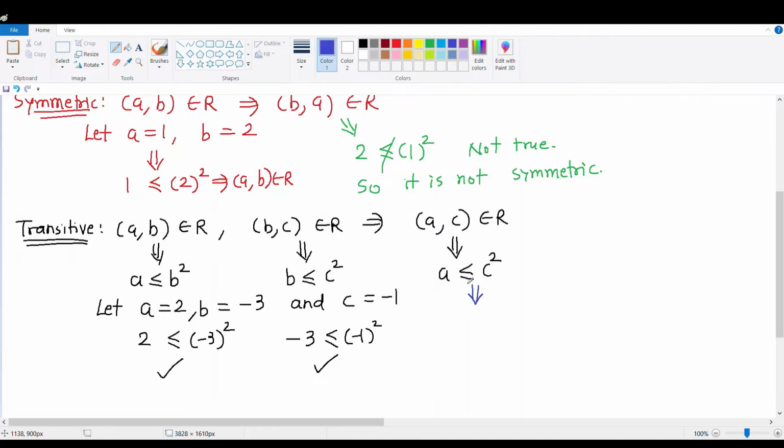Now your a must be less than or equal to c square. What was our a? a is 2. So 2 less than or equal to... Now c is what? -1. So (-1) square is going to be 1. And is 2 smaller than or equal to 1? No, it's not. So not true. So it is not transitive.